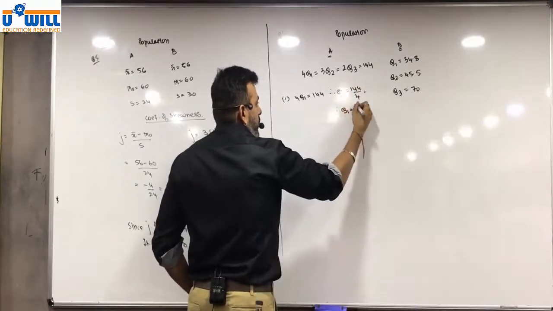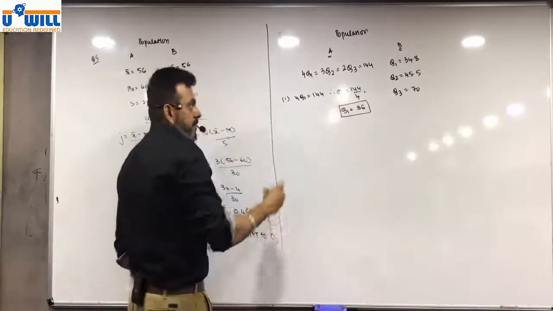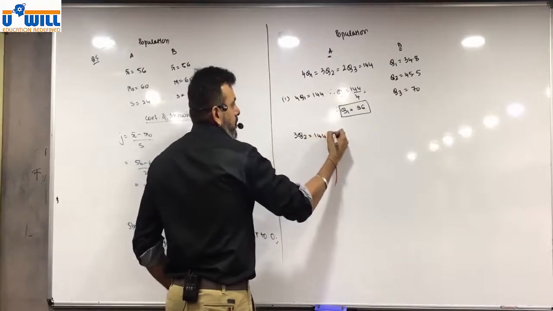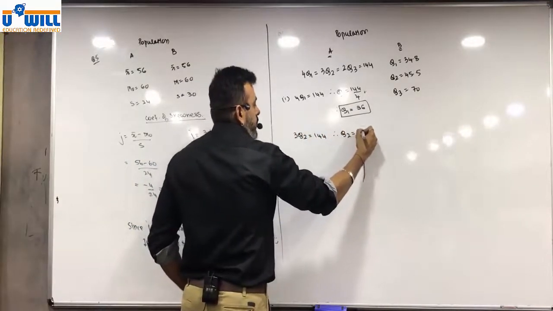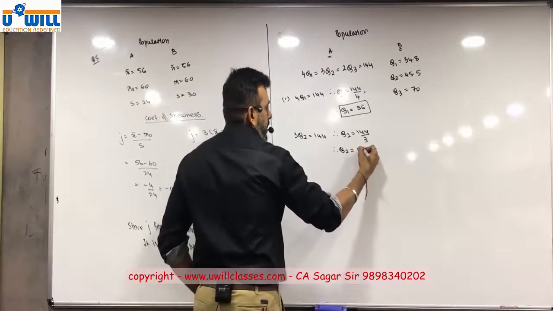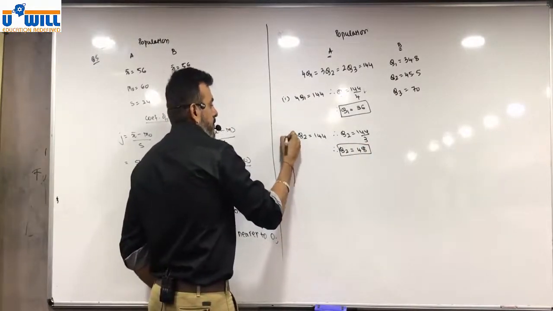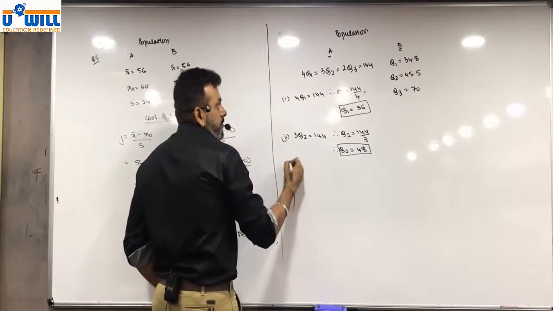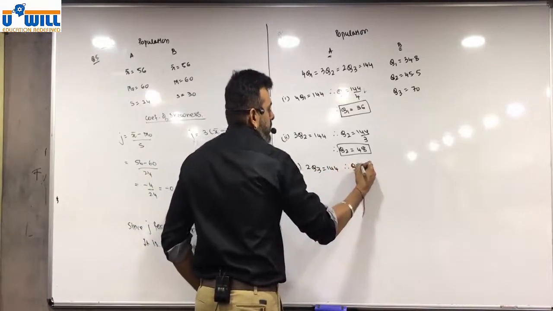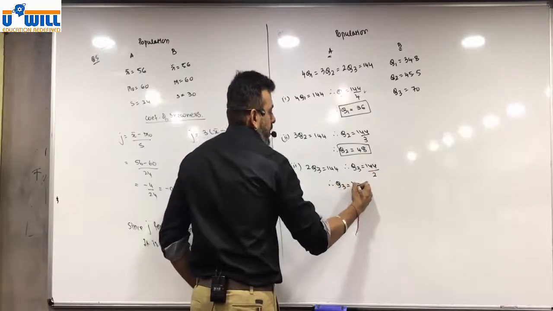Therefore, quartile 1 is equal to 36. Q1 found. Similarly, 3 quartile 2 is equal to 144. Therefore, quartile 2 is equal to 144 by 3, quartile 2 is equal to 48. Third, 2 quartile 3 is equal to 144. Therefore, quartile 3 is equal to 144 by 2. Therefore, quartile 3 is equal to 72.